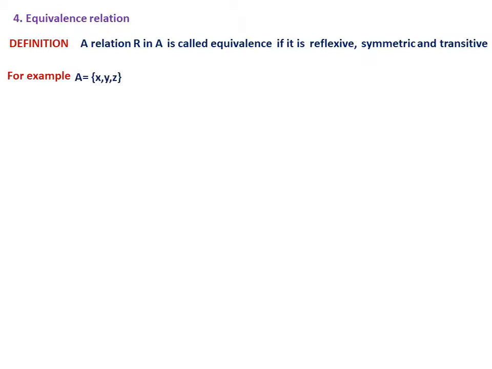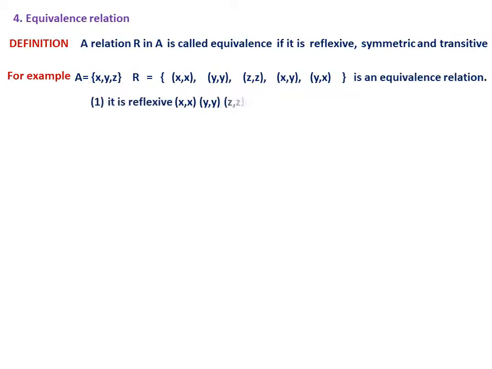Let us take an example. Say A = {X, Y, Z} and R equal to, let us take (X,X), (Y,Y), (Z,Z), because it should be reflexive. So (X,X), (Y,Y), (Z,Z). Then (X,Y) is there and it should be symmetric also. So (Y,X). So this is equivalence relation, you can check, because symmetric also, transitive also.